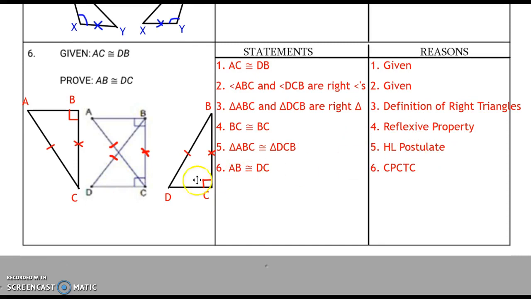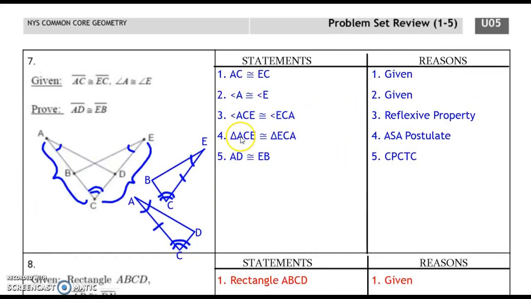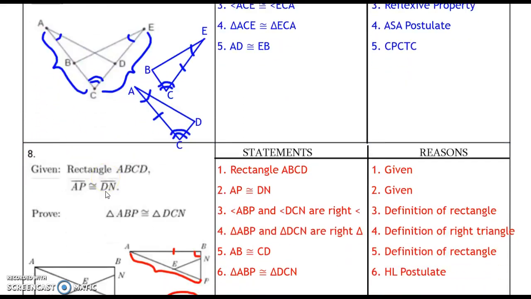Here's our elusive hypotenuse-leg postulate that we very infrequently use. Love to see that in action. In this one, I actually did pull the triangles apart so you can see what's going on here. It asks us to prove that the two sides are congruent. This is actually a fairly straightforward CPCTC, but when the two triangles are overlapping, that's what we're going to be talking about this coming week. When they're overlapping, it's harder to see.